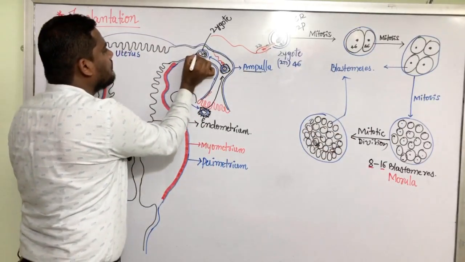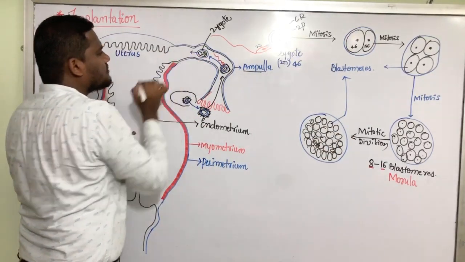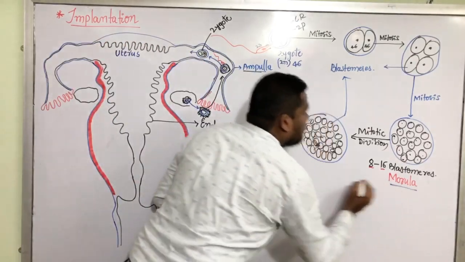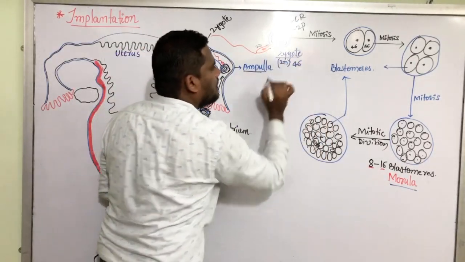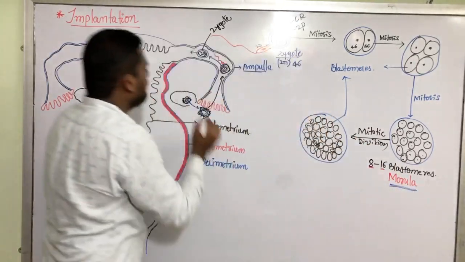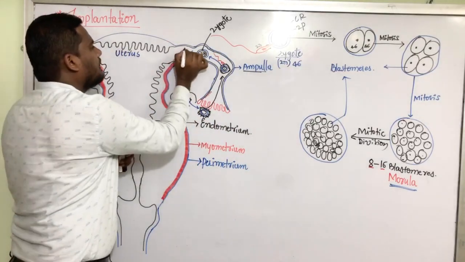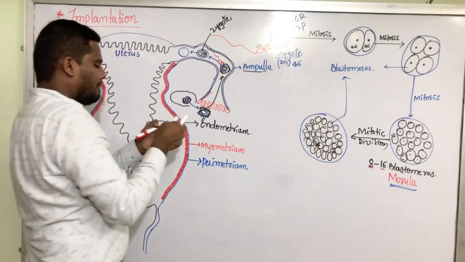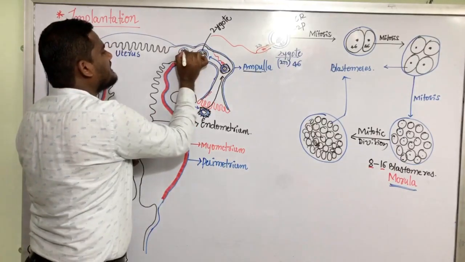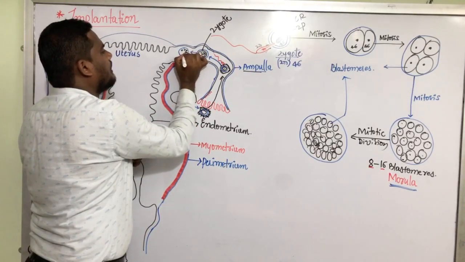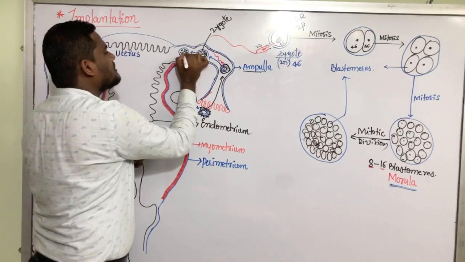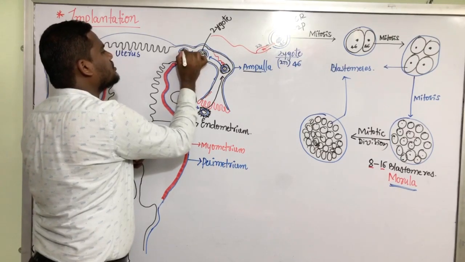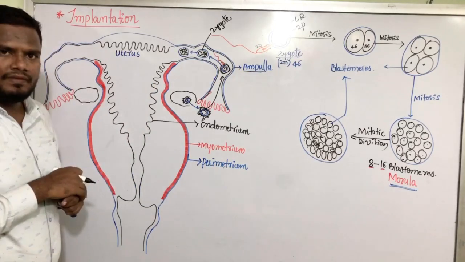Let us study the same thing here. From zygote, what is formed? Morula is formed. Let us draw morula here. This is the zona pellucida. Inside this zona pellucida, many cells are there. How many cells are there in the morula stage? 8 to 16 blastomere cells are there.